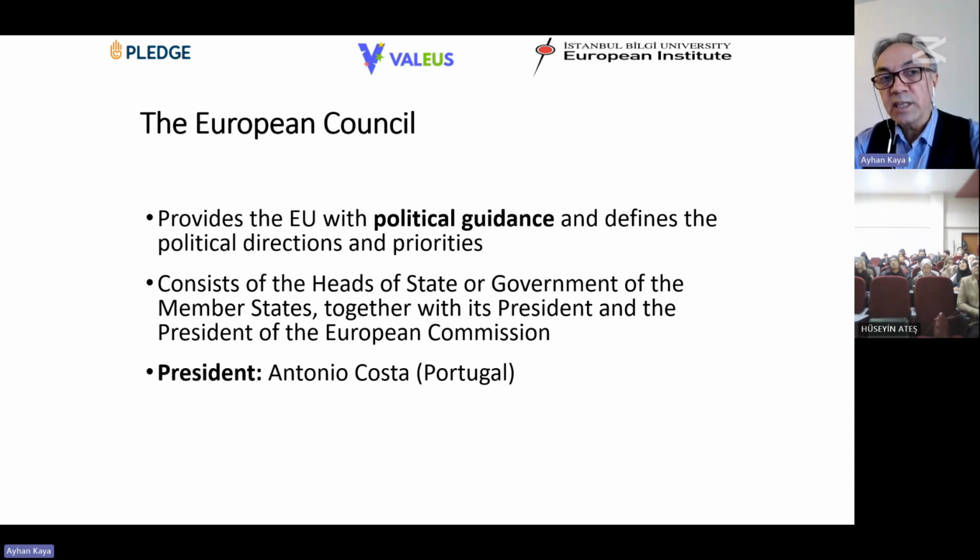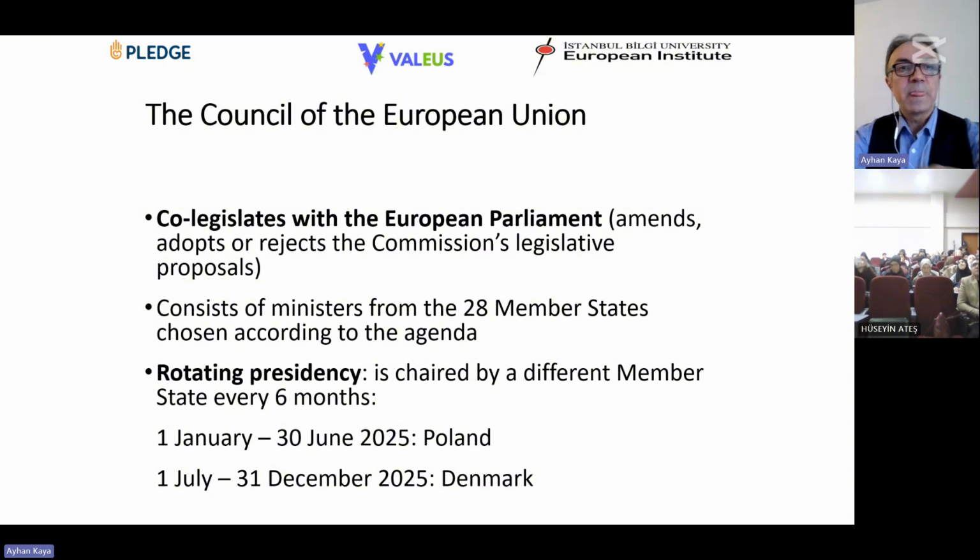Another institution is made of the European heads of state, called the European Council. This is the council which gives the main ideological and political guidance to the European Union. It is composed of the heads of member states and governments, and also the president of the parliament, and also the president of the European Commission. Currently, the president of the European Council is Antonio Costa from Portugal, a Portuguese statesman.